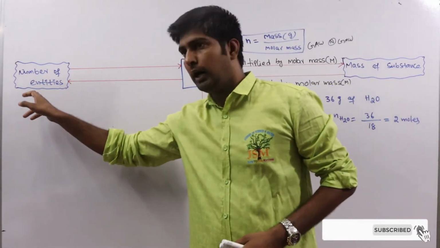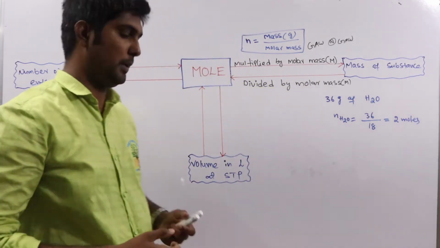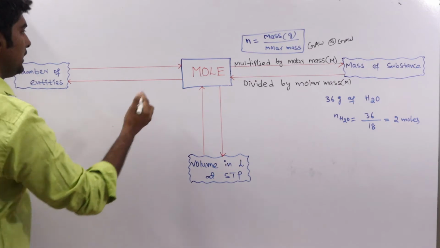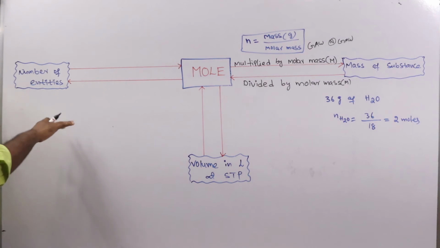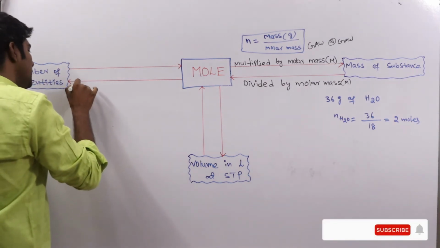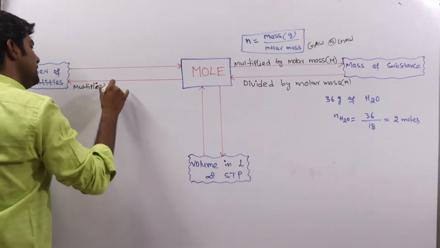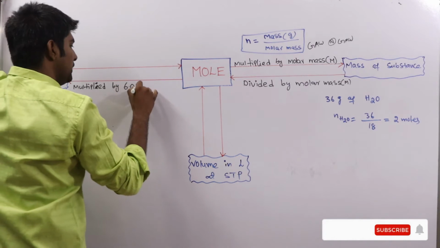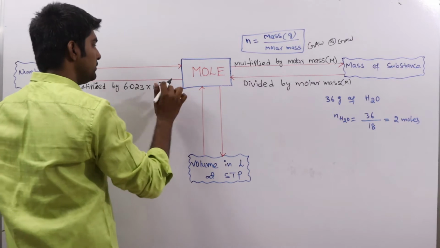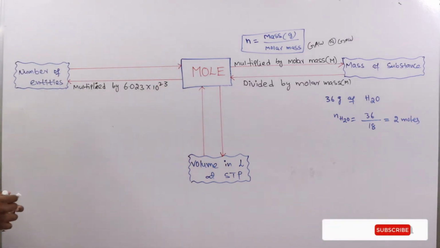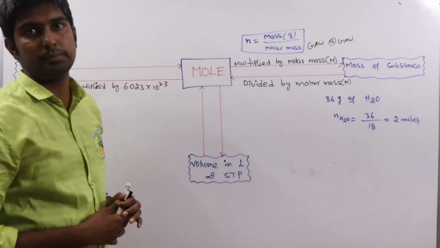Next, if the number of moles is given and you are asked to find how many entities are present. Entities, as I already told you, may be atoms, ions, molecules, or any object, whatever it may be. So we are going to calculate, for a given number of moles, how many entities are present. It is simple: if the number of moles is multiplied by Avogadro number, 6.023 into 10 power 23, then we get the number of entities present in the given number of moles of the substance.